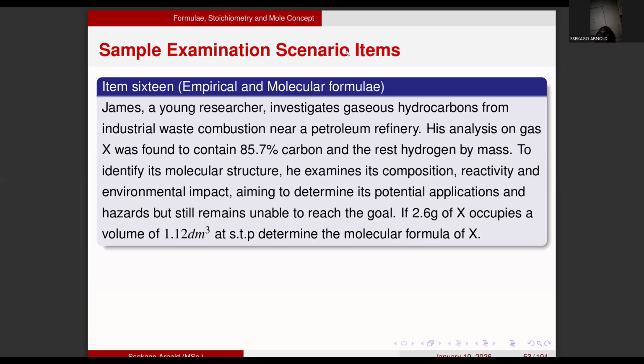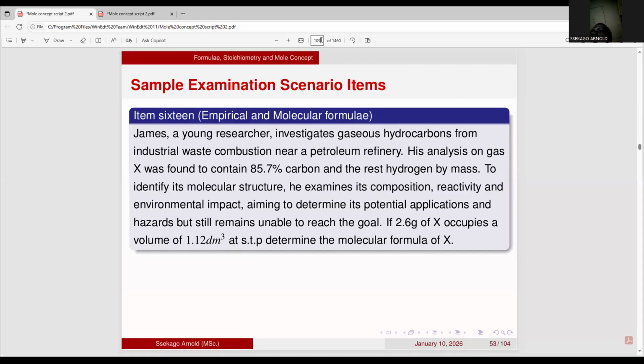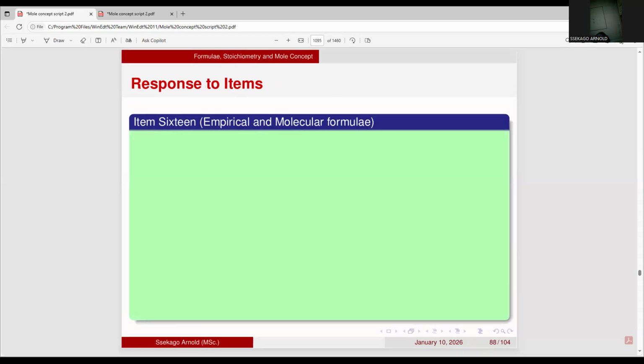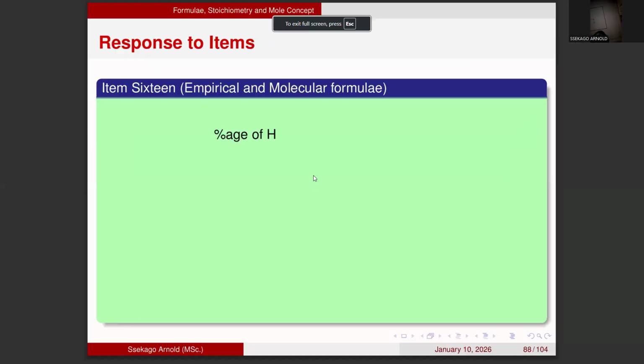Now I go to my response. Below is my response for item 16. We don't have the percentage of hydrogen, so we start by determining it. We have 100 minus 85.7, because it is the total percentage minus that of carbon, and we obtain 14.3%. Now I have the percentage of hydrogen, and I also have that of carbon.